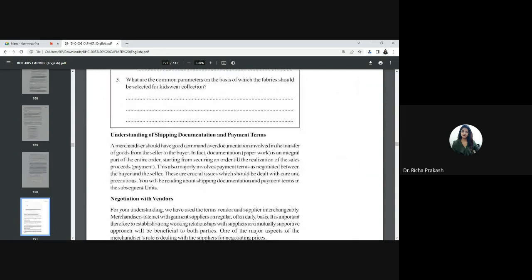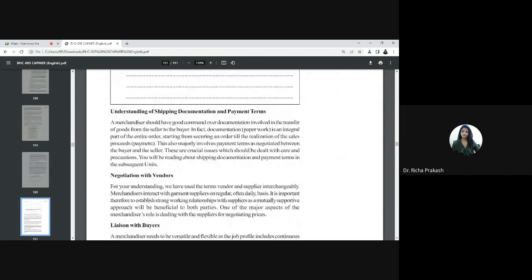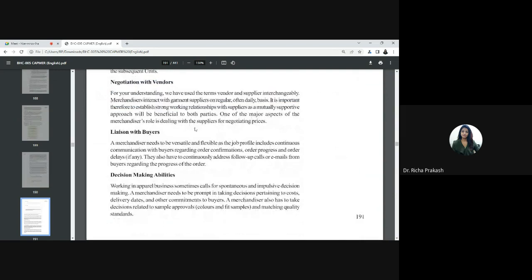Now, understanding of shipping documentation and payment terms. Negotiation with the vendors, one has to negotiate, the vendor is saying I need maybe 1 lakh, so you have to bring it down to 50,000 or 70,000. So negotiation, like even if we go to buy something from the street, for street shopping, even in a flea market we negotiate. So these are like lakhs and crores of rupees being played here. Finance is required. So negotiation is important.